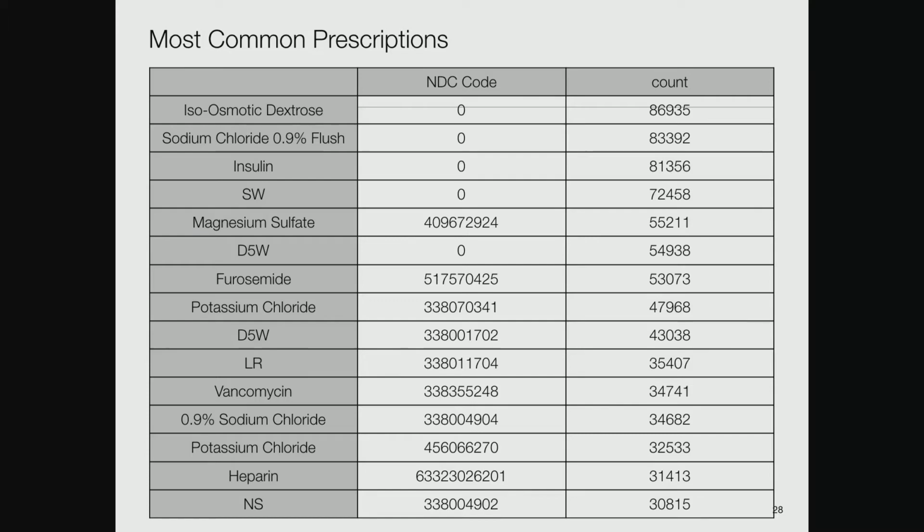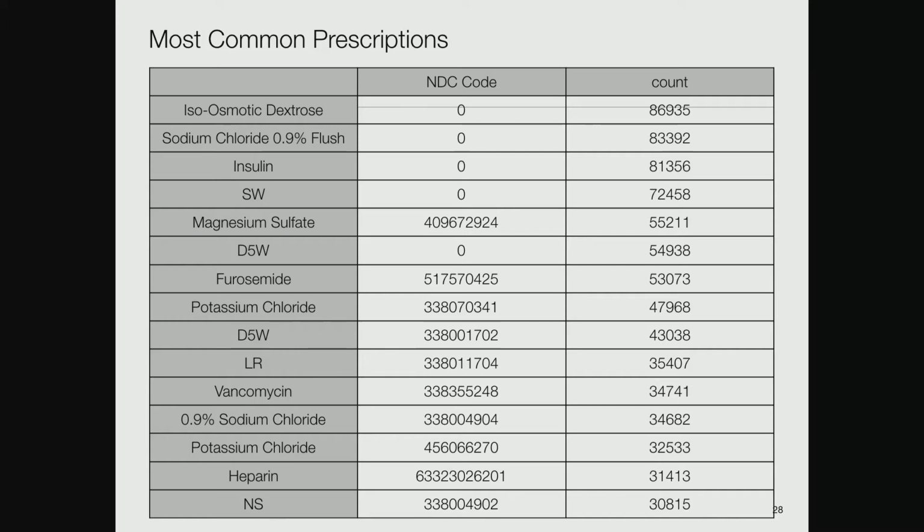Insulin, SW, I don't know, salt water, I don't know what SW is. Magnesium sulfate, dextrose 5 in water, furosemide is a diuretic, potassium chloride replenishes potassium that people are often low on. And then you go, so why is there this D5W and that D5W? And that's probably some data error in the system, okay? One of them has an NDC code associated with it and the other one doesn't, but probably should.